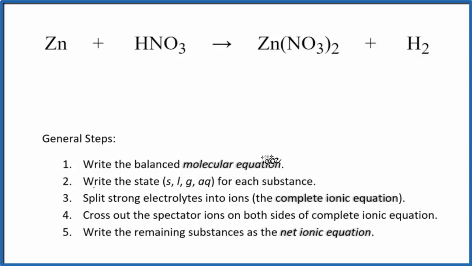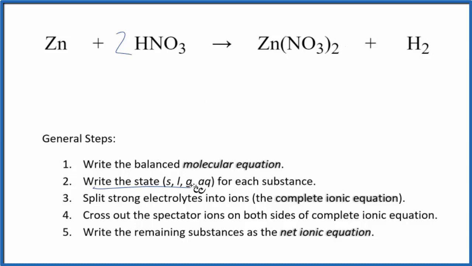So with net ionic equations, the first thing we do is balance the molecular equation. I have two nitrates here and only one here. So I'm going to put a 2 in front of the HNO3. Two hydrogens. I have a zinc and a zinc. It's balanced. That's the molecular equation.